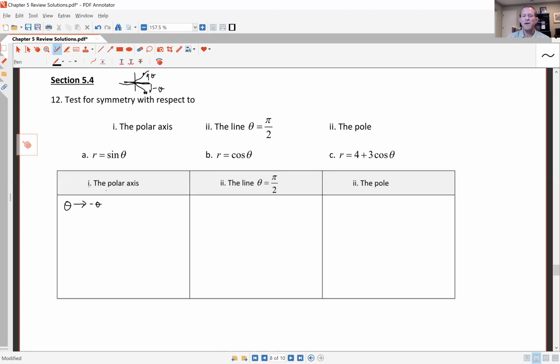To test for symmetry about the line theta equals pi over 2, which is what we would call the y-axis in rectangular coordinates, if this is a point on the curve, then to have symmetry about the line theta equals pi over 2, we'd have to have that other point on the other side. That amounts to taking negative theta and then making sure that negative r is on that line. And so that amounts to changing r and theta into negative r and negative theta.